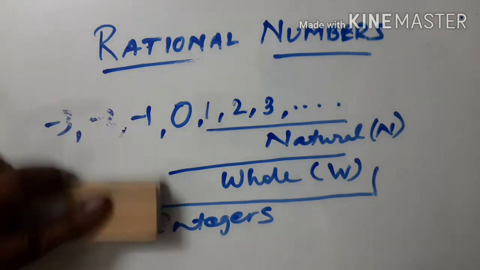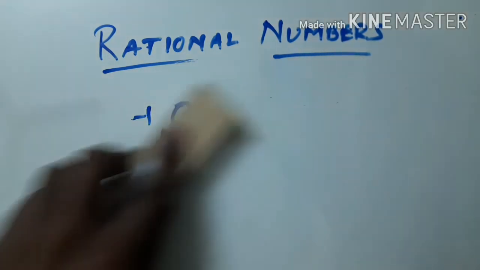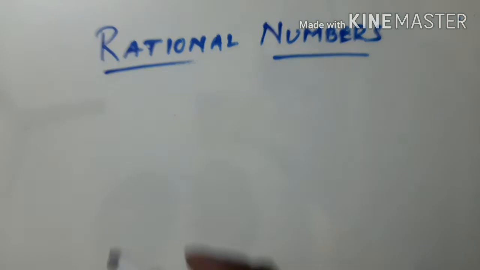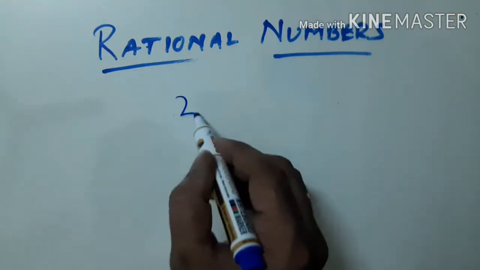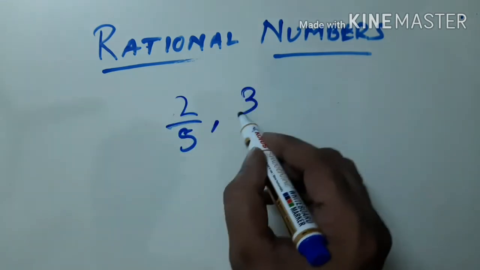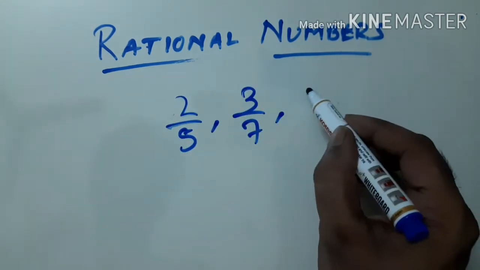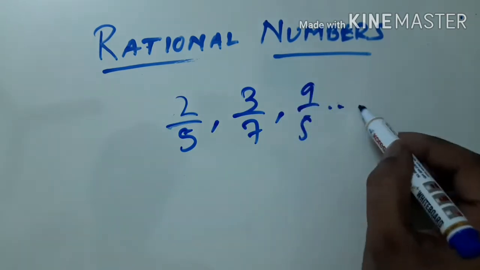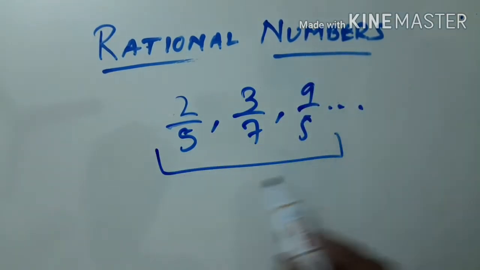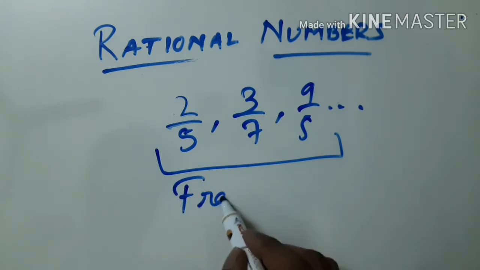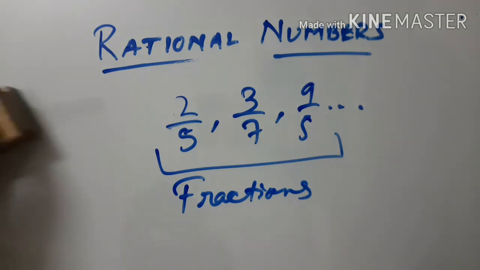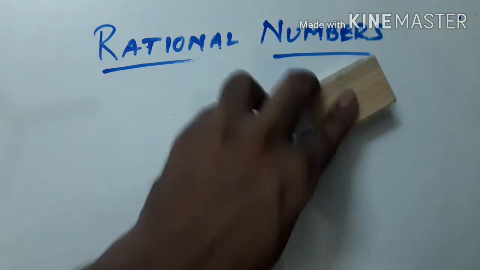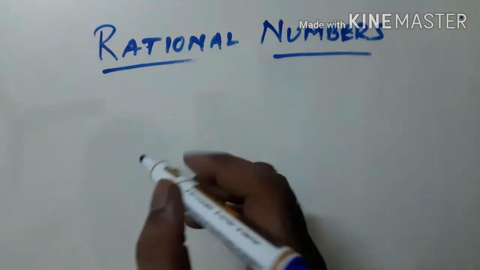Apart from this, we have read about some other numbers like 2 by 5, 3 by 7, 9 by 5 and so on. These are called fractions. So here we will put one situation.